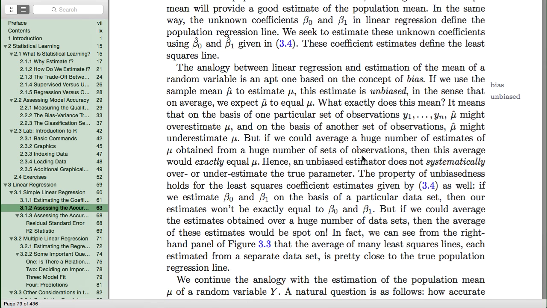Oh, yet another thing I forgot to mention. These are unbiased estimators. And what we mean by unbiased estimators is that they do not systematically over or underestimate the true parameter. That's an important concept to know, that they are on average zero. On average, they converge to the true parameter.